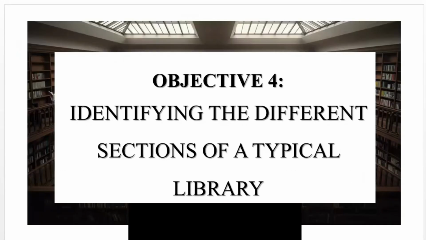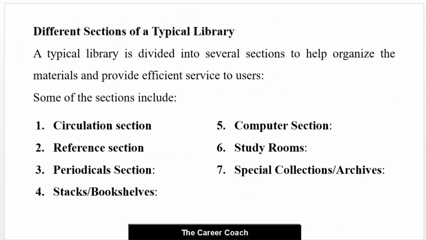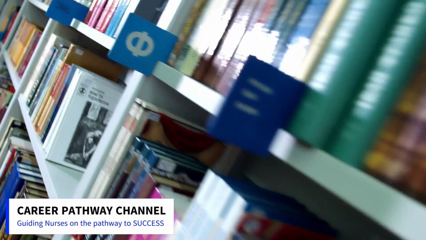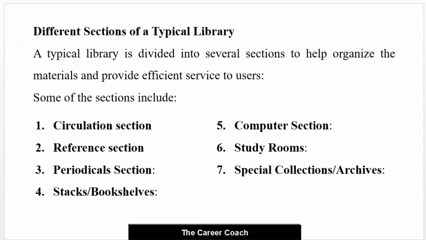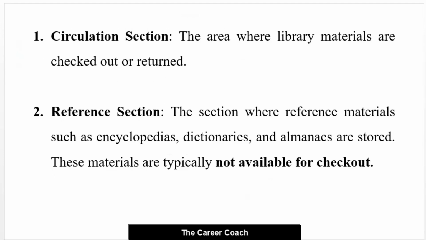Then we have this fourth objective, which is identifying the different sections of a typical library. A typical library is divided into several sections to help organize the materials and provide efficient service to users. Some of the sections include the first, circulation section, reference section, periodical section, stacks or bookshelves. We have computer section, study rooms, special collections, or archives. We'll take them one after the other.